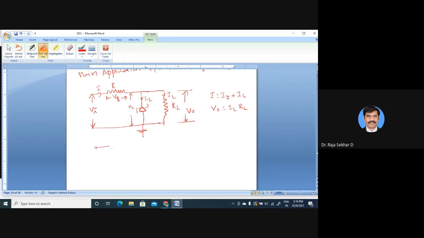Suppose the circuit is like this. This is R, this is RL, and assume this as V, and this is the input voltage Vi.